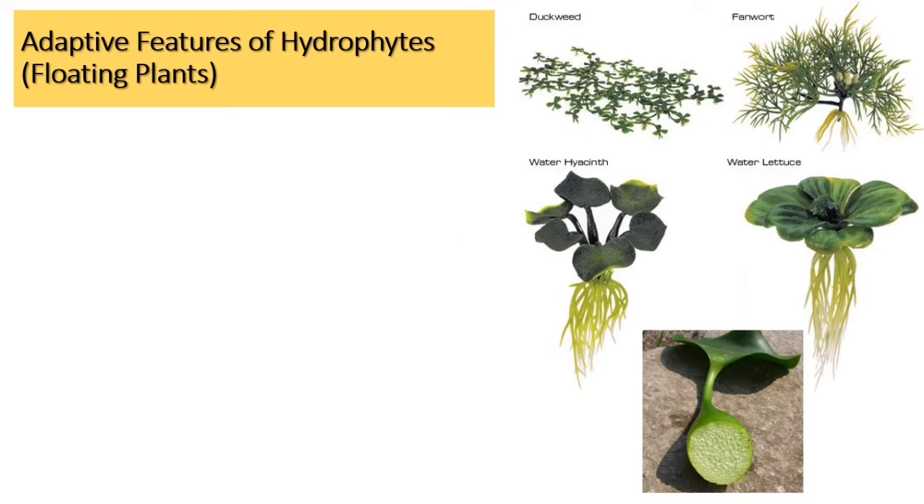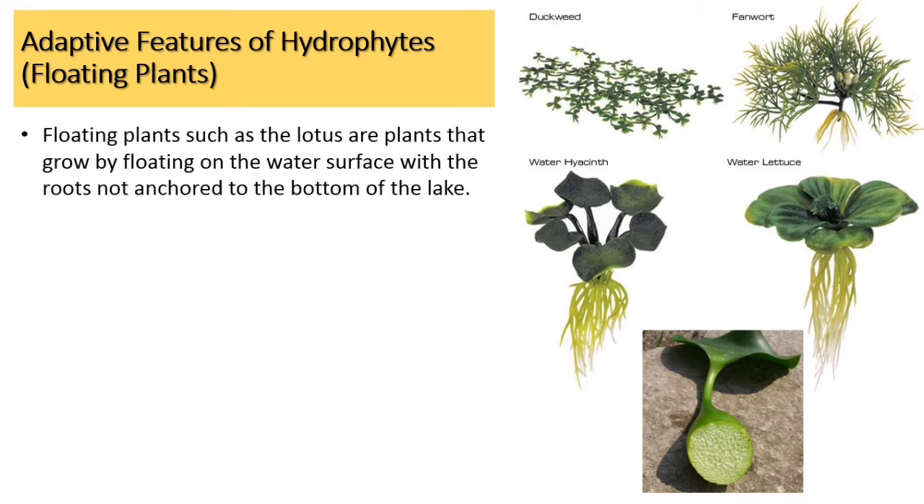Okay, so we discuss more about the adaptive feature of floating plants. The picture shows examples of floating plants: duckweed, fenwort, water hyacinth, water lettuce. The floating plants such as lotus are plants that grow by floating on the water surface, with roots that are not anchored to the bottom of the lake. So we can see the lotus plant floating on the water surface, with the roots not anchored to the bottom of the lake.